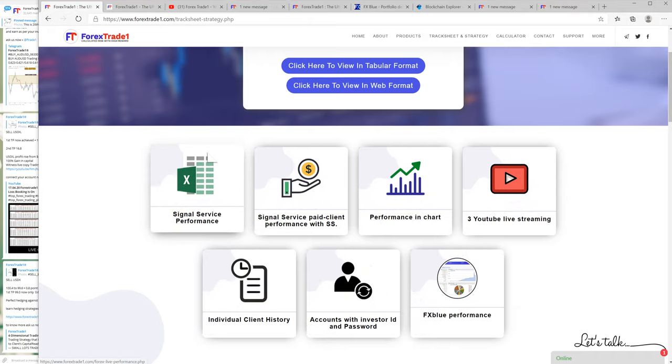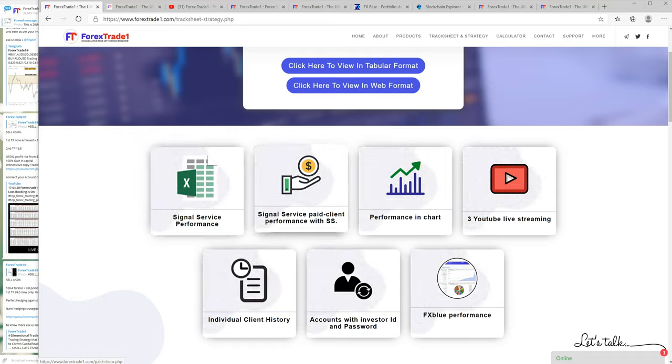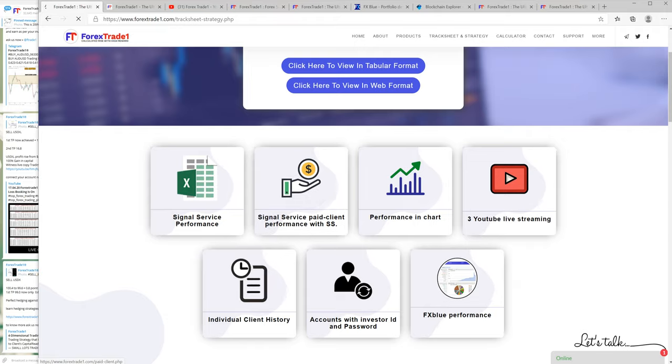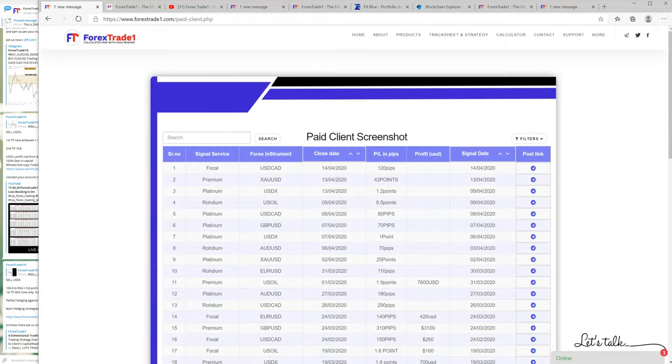This is the signal service performance. We have two services. The one is signal services and the other one is copy trade services, that is account management. Now this is the signal services with paid client screenshot. What it means is that when we generate any signals and the signal performs from the level, the client makes a profit. So here you can see which signal performed on what day and how much the client earned.